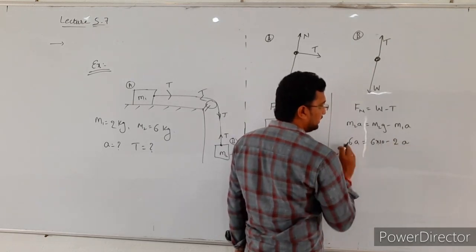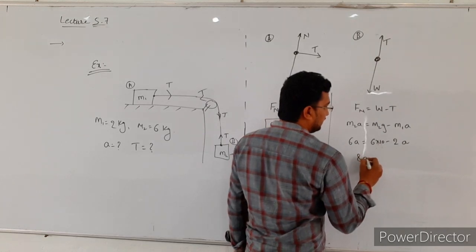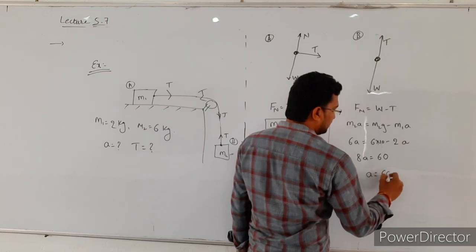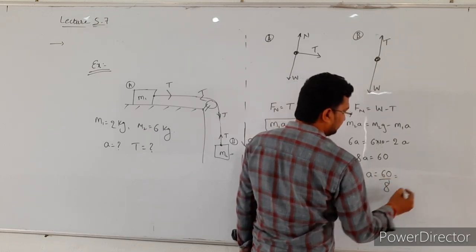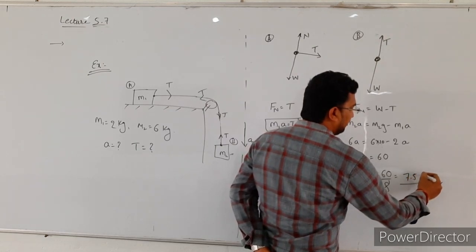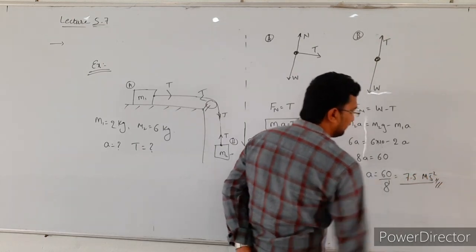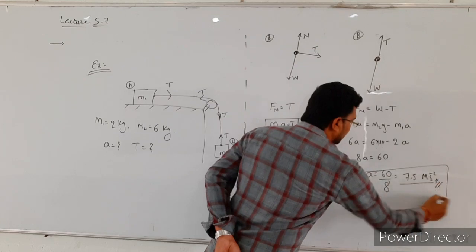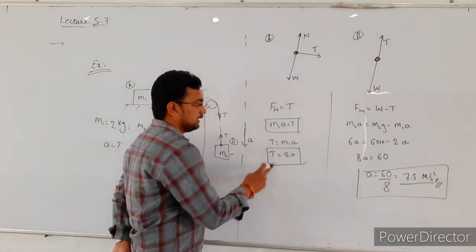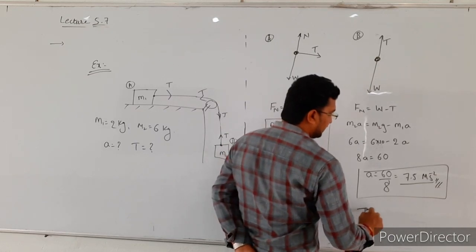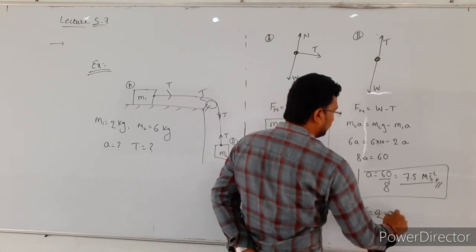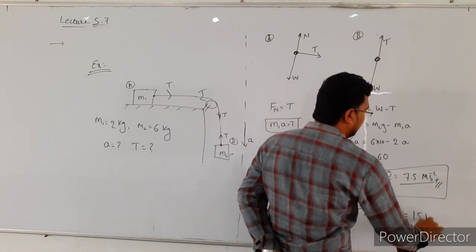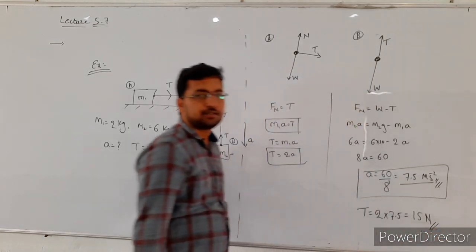Simplify this one. Take 2A this side. 6 plus 2 means 8A is equal to 60. Then A is equal to 60 divided by 8, that is 7.5 meter per second square. So then substitute the A value in this equation, you will get the tension. So here the acceleration value is 7.5, then substitute the A value in this equation, then the tension inside the string, that is T is equal to 2 into 7.5, that is 15 Newton. So this is the tension developed inside the string, right?